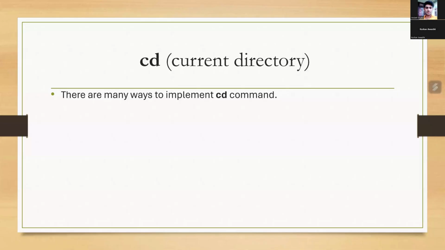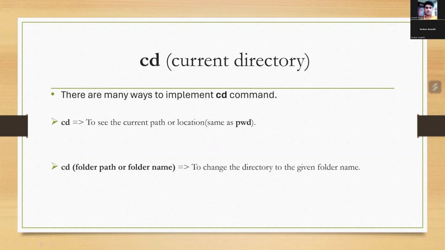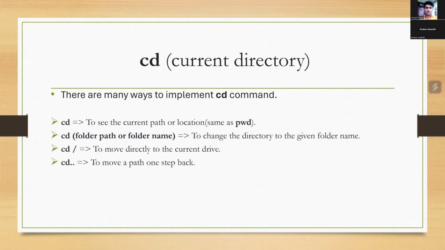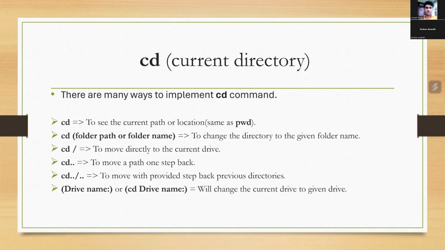And the next is the cd command, the change directory command. There are many ways to use the cd command: cd to see the current location or the current path, cd with a folder name to move to that folder, cd with a forward slash to move directly to the current drive, cd with a pair of dots to move one step back to the previous directory, cd with multiple pairs of dots to move the given number of steps back, and the drive. So these I have covered.